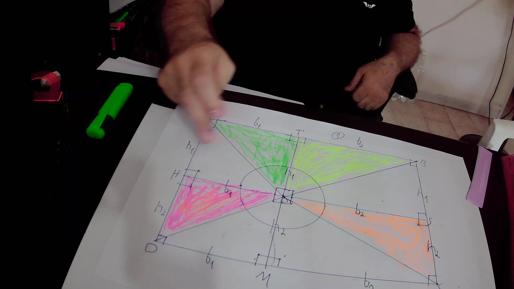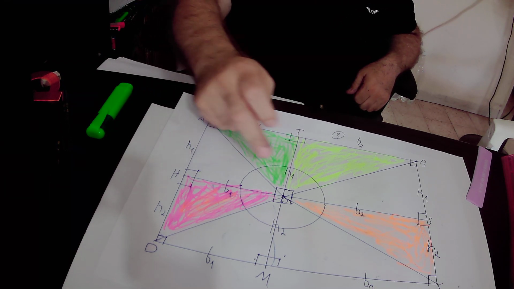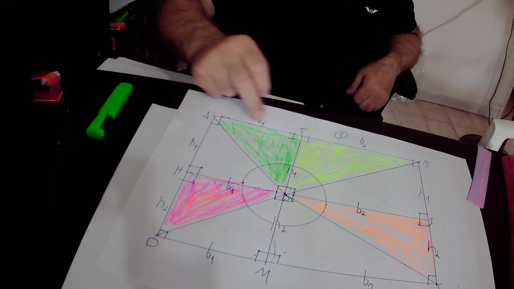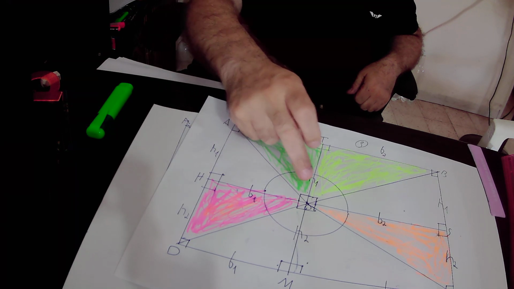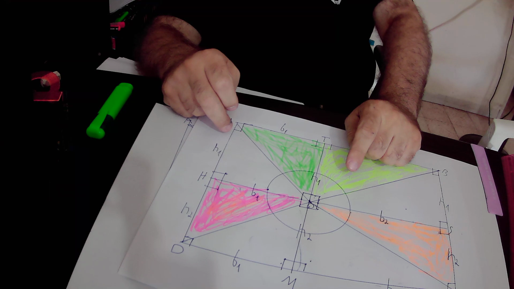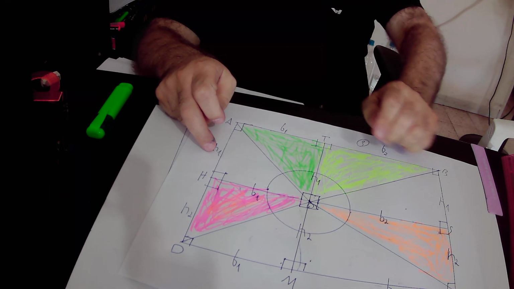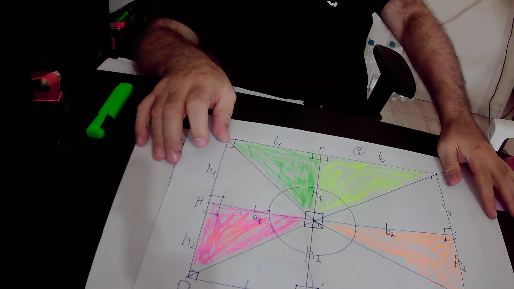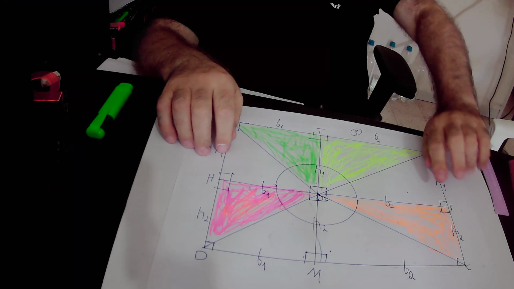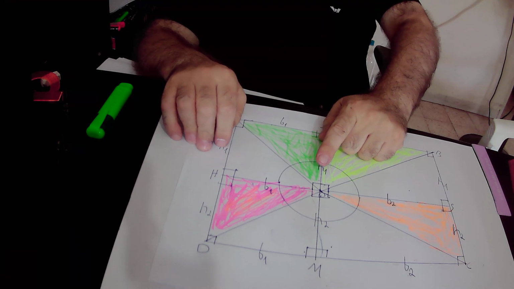So in rectangle AHTO, AT equals HO. But we know that AT equals V1, therefore HO must also be equal to V1. Likewise, AH equals TO, but we know that AH equals H1, therefore TO must also be equal to H1. Likewise, we know that in rectangle HODM, HO must be equal to DM.